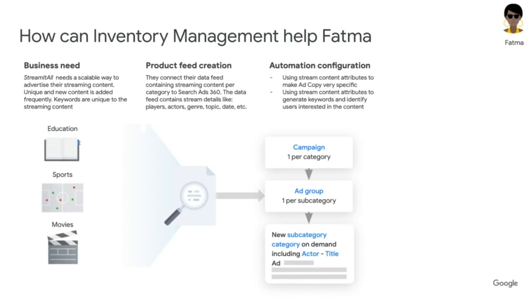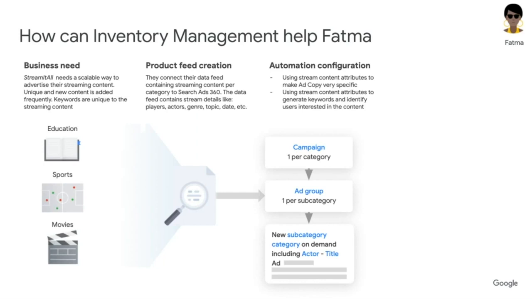generate or use that information to generate new keywords, right? So she's going to leverage, for example, the actor name in combination with the type of movie or the genre of the movie to generate very specific keywords and ensure that she can find the users that are looking for the content that she has available.